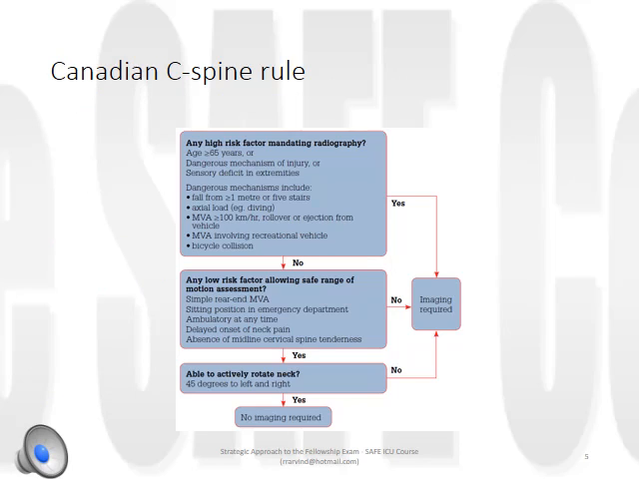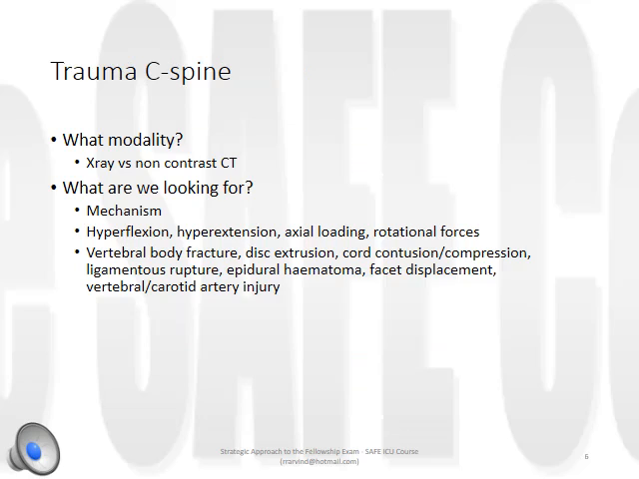The Canadian C-spine rule focuses on slightly different elements, including the mechanism of the accident and whether a safe range of motion assessment. So a patient that you suspect may have a C-spine injury comes to your emergency department. Well, the question is, what modality of imaging are you going to choose? X-ray versus non-contrast CT. There are pros and cons of each, and a lot of controversy surrounding what should be standard.